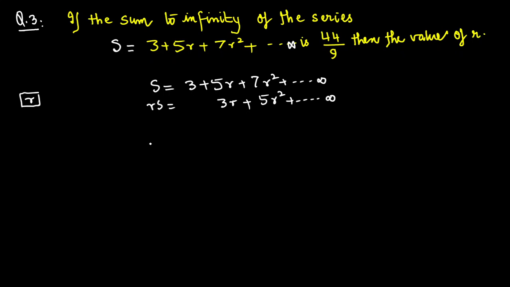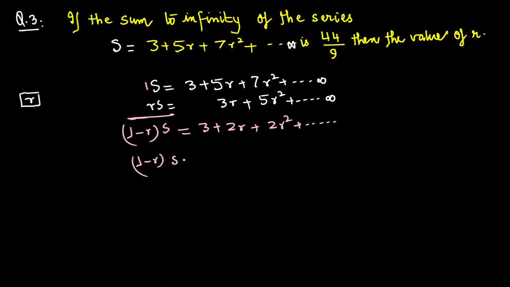Now subtract it. When I subtract, what does it become? 1 minus r into s, because this is 1, and this becomes 3 plus 2r plus 2r square. It keeps on going. 1 minus r into s equals 3, take common 2, it becomes r plus r square, infinity. This is the sum of infinite GP formula. I have to use it.